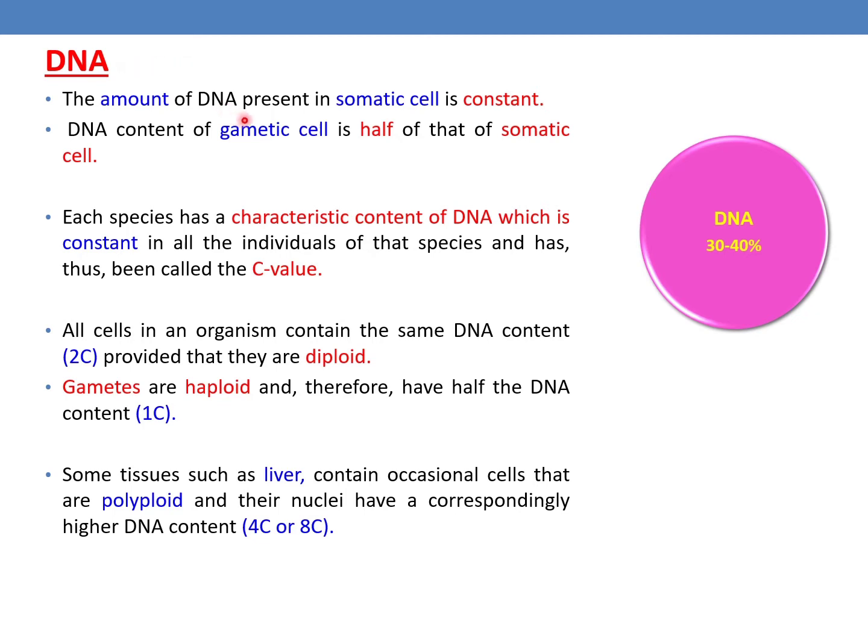The amount of DNA which is present in a somatic cell will always be constant, and in the case of a gametic cell, it is always half of the somatic cell. This characteristic feature, or the content of DNA which is constant, is called the C value. In the case of the diploid cell, it will be 2C, and in the case of haploid cells, it will be 1C. And in some tissues such as liver, it may be in a polyploid condition, that is, the DNA will be in 4C or 8C.